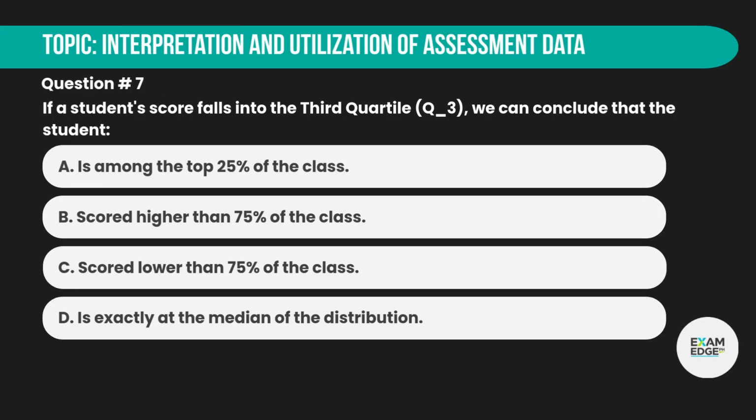Question number 7. If a student's score falls into the third quartile, Q_3, we can conclude that the student, A, is among the top 25% of the class. B, scored higher than 75% of the class. C, scored lower than 75% of the class. D, is exactly at the median of the distribution.